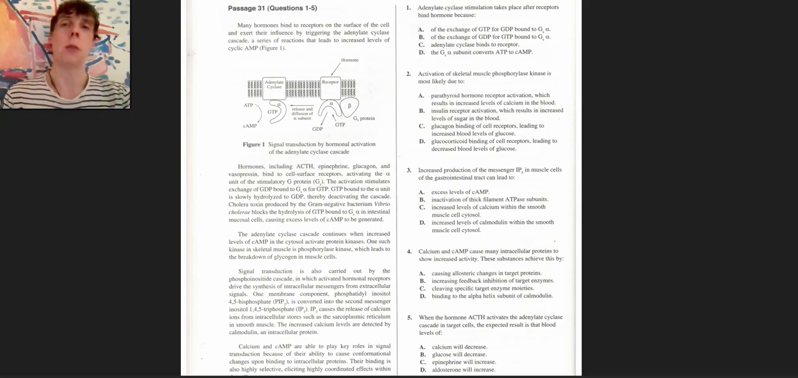In this passage, we have just a diagram, and you can see that if you use the arrows in the diagram, it'll direct you towards answering the first question. Question 1 asks, what causes adenylate cyclase to become activated?